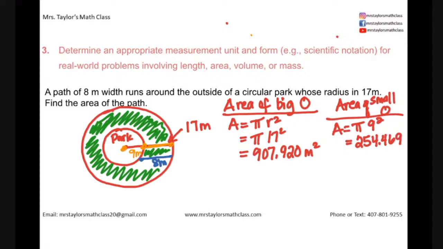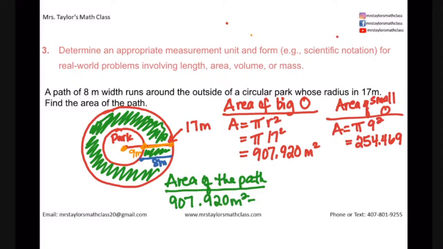So this is 254.469. Now we have the big circle minus the little circle, which is going to give us the green shaded part. So to find the area of the path, we need to find the difference of the two numbers. So 907.920 meters squared minus 254.469. Look at me not putting my units over here. Shame on you, Miss Taylor.